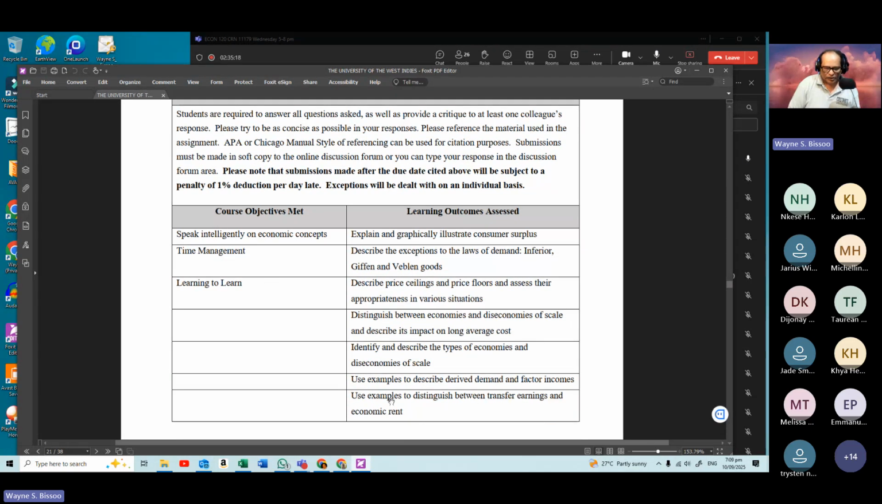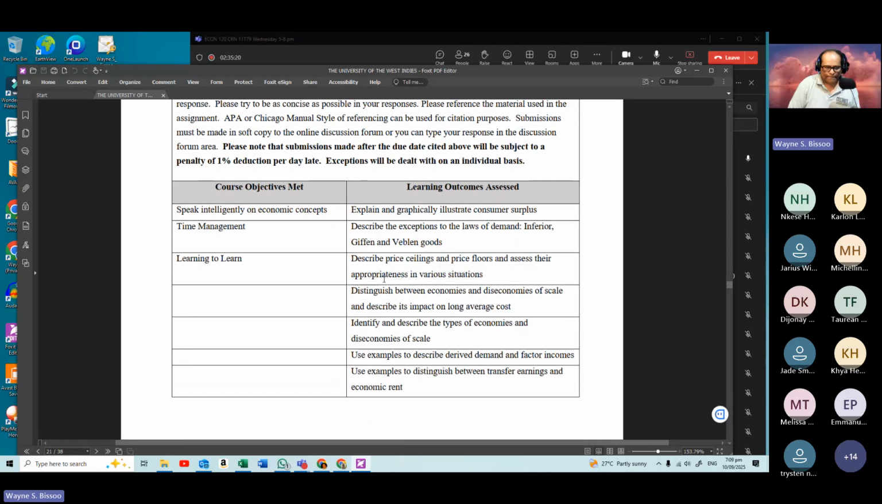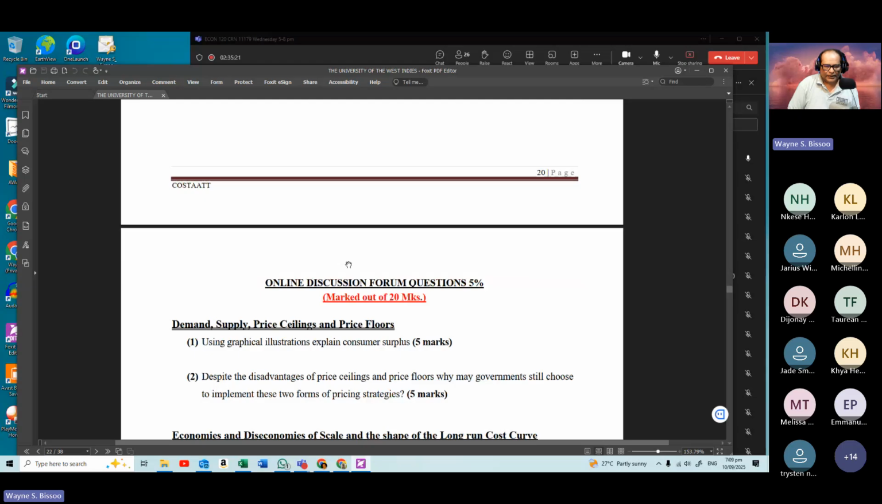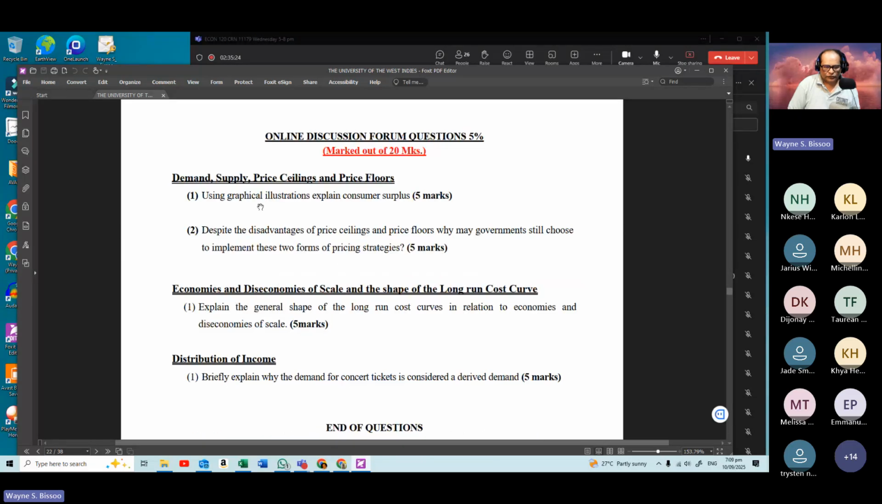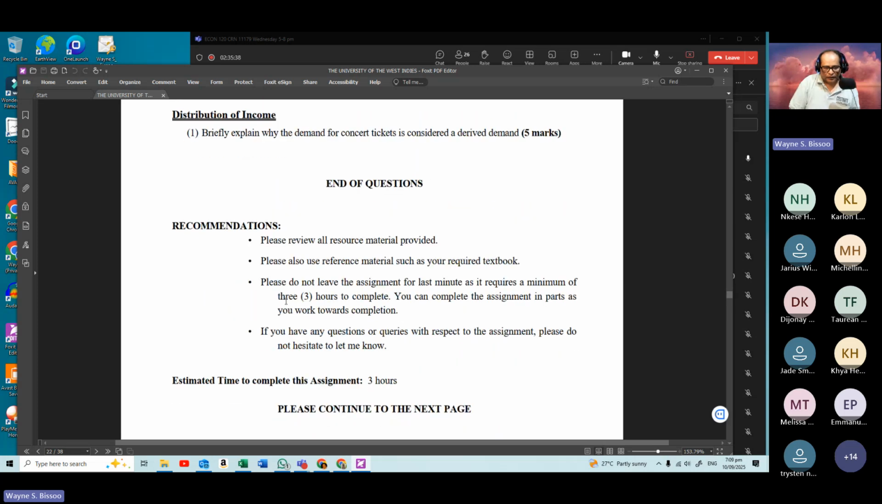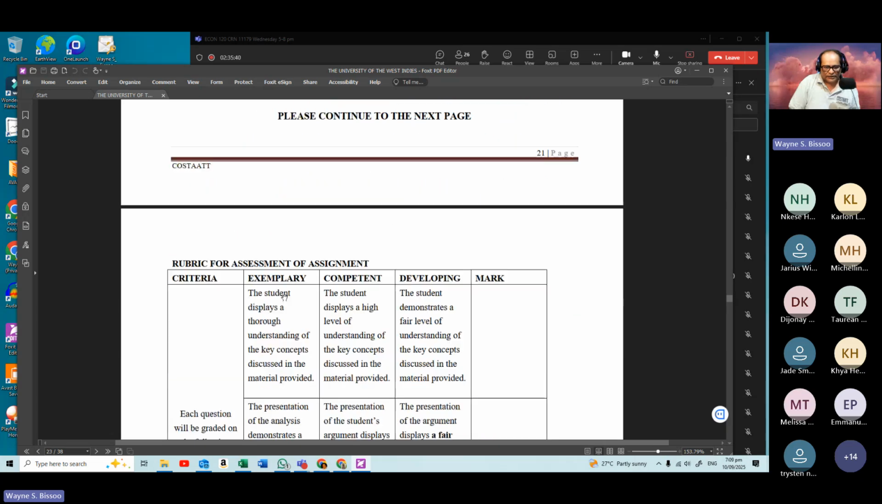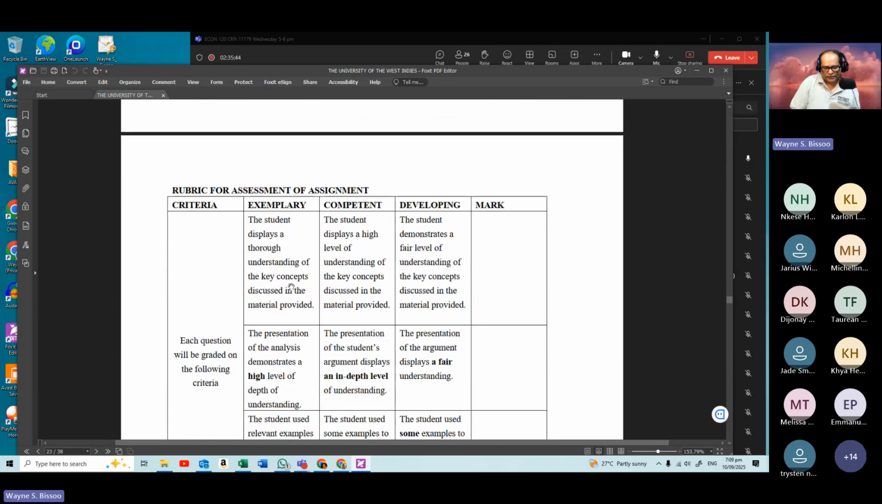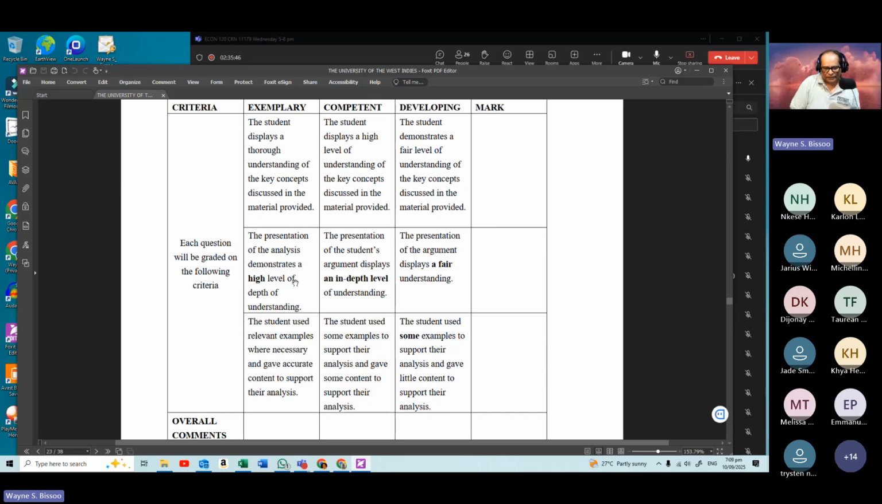These are the learning outcomes that we're checking here. And these are the questions. You're familiar with these already. These are the 4 questions that we spoke about already. So again, more details here. This is the online discussion forum that you should get sorted out by the 8th of October. All right. This is the rubric I'll be utilizing to evaluate your work and let you know what's happening.